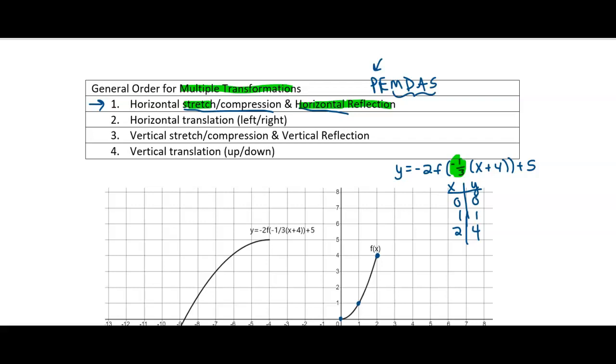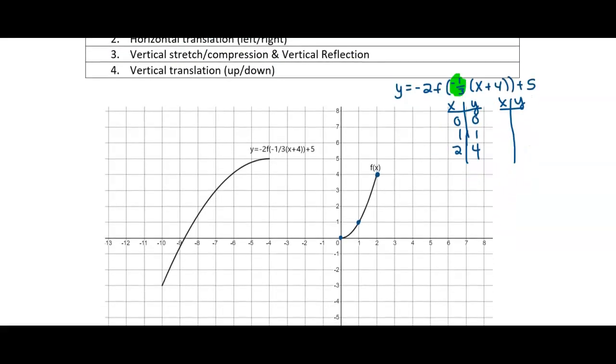Okay, so let's do the horizontal reflection first. What's going to happen is we're going to take this and reflect it over the y-axis. So this point 1, 1 is now going to be at negative 1, 1. And this point 2, 4 is going to be at negative 2, 4. And then 0, 0 just stays right where it's at because it is right on the axis, okay? So just lightly sketch that in on your handout, okay?